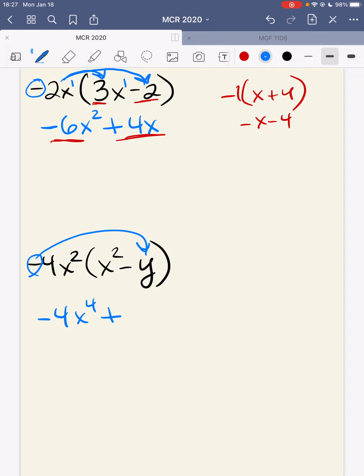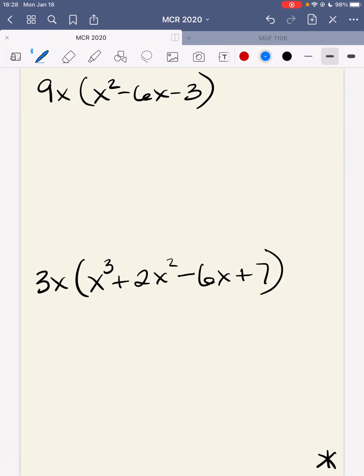Now this y has nothing in common with what's on the outside. All right? So we're going to have a 4x squared, and that y is just going to tag on. This happens in multiplication. Do not let it concern you. Do not let it mess you up. Just tag it on just as if it was a number being multiplied by a variable. It's the same idea. So you could just go ahead and distribute it, tag it on, it's all multiplication.